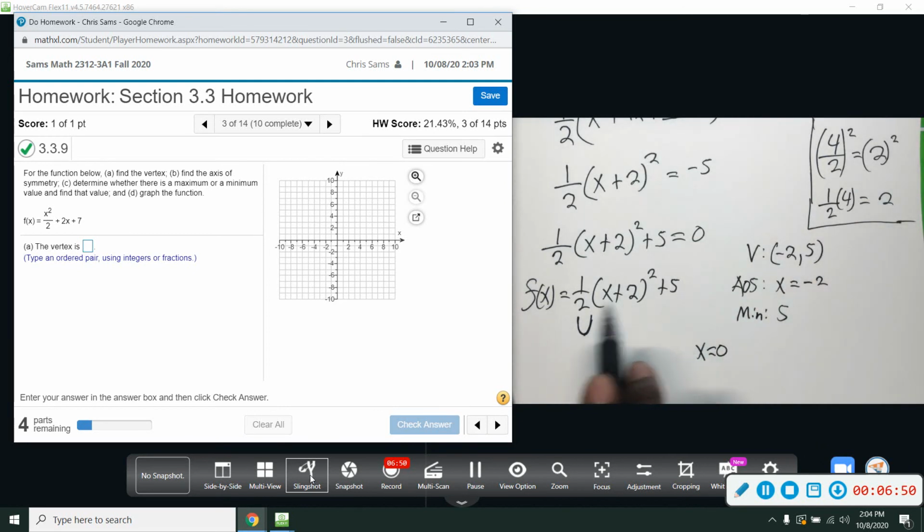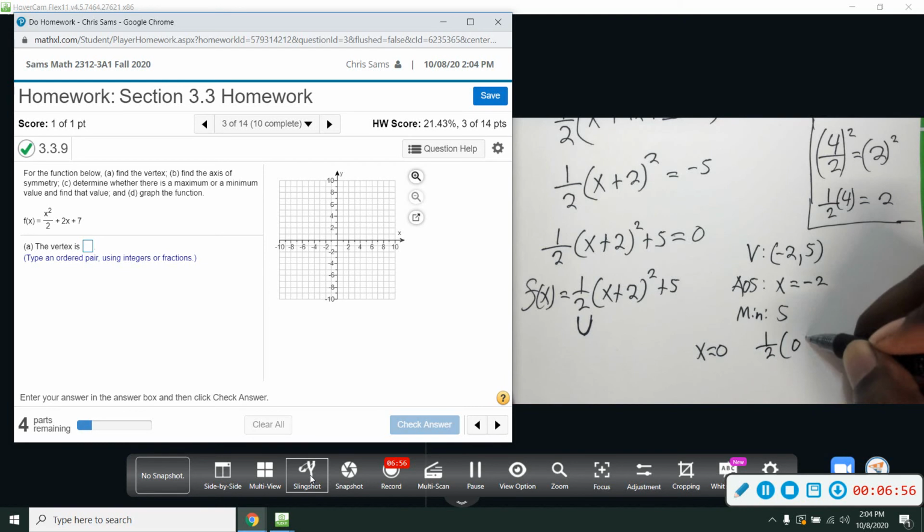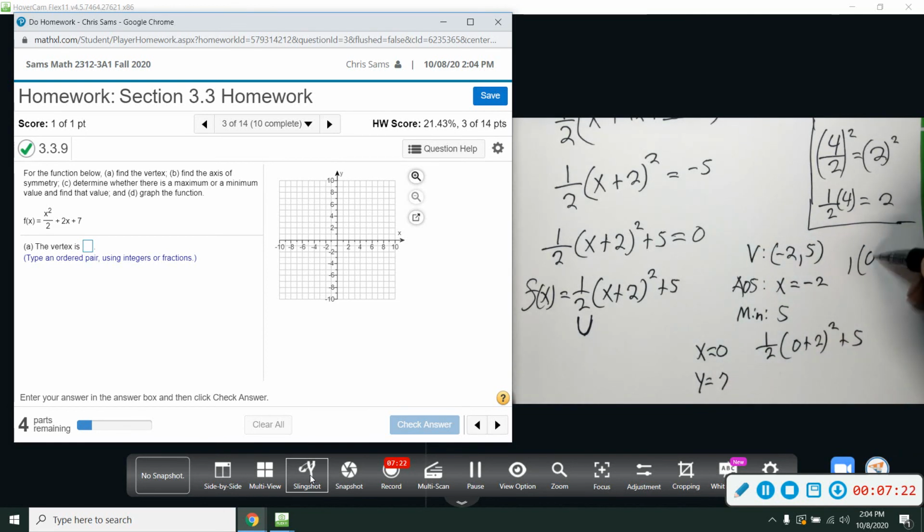Alright, so if this is 0, we're going to work this whole thing out. 1/2 (0 plus 2) squared plus 5. Alright. So 0 is the x value. What is the y value going to be when we solve it? This is going to be 2. 2 squared is 4. Half of 4 is 2 again, plus 5 is 7. So we get the ordered pair 0, 7. So whenever you graph it, you have to have that other ordered pair. Easy to plug in something small for x and work it out. Okay, so we have everything we need, so now we can start punching this stuff in.